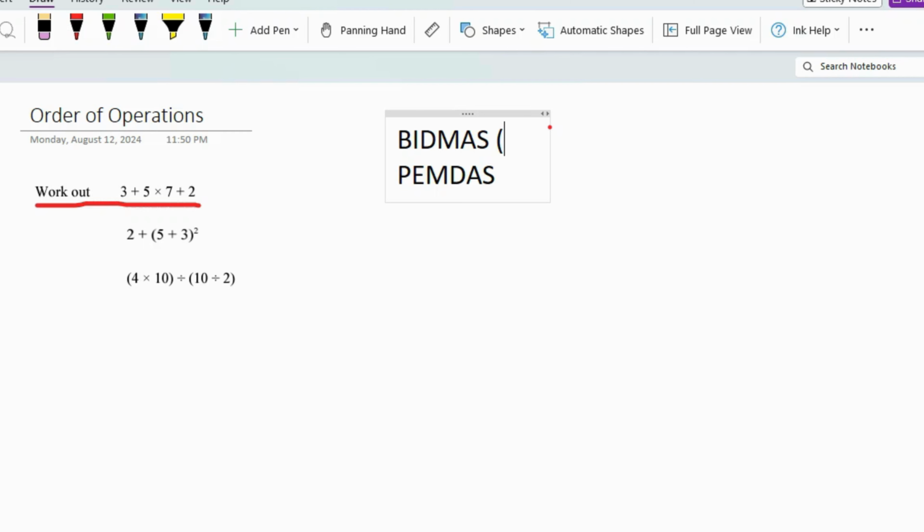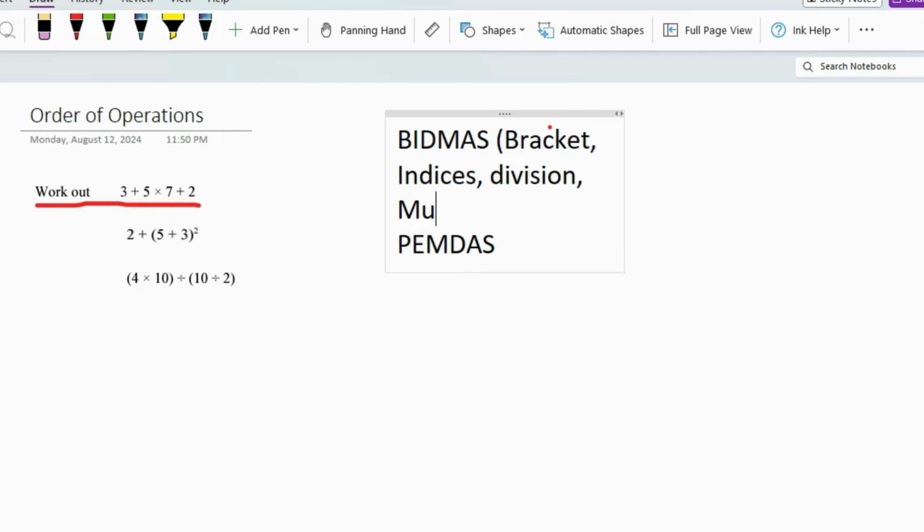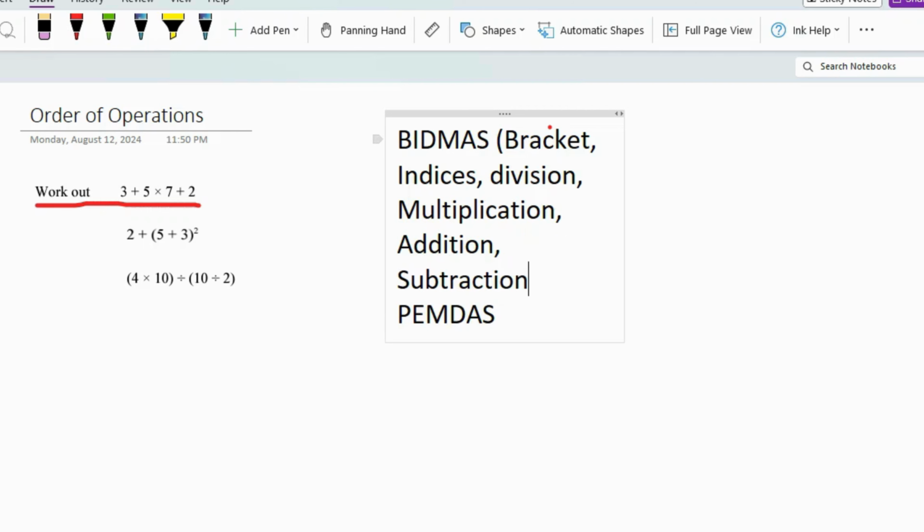B stands for brackets, then indices, division, multiplication, addition, and then the last one is subtraction. So this is basically what you have to do. This is the order of operations.